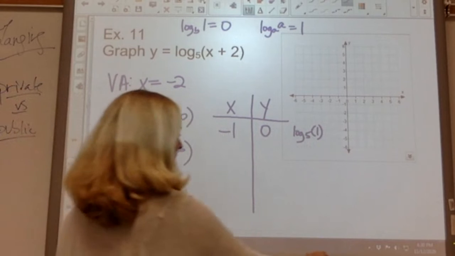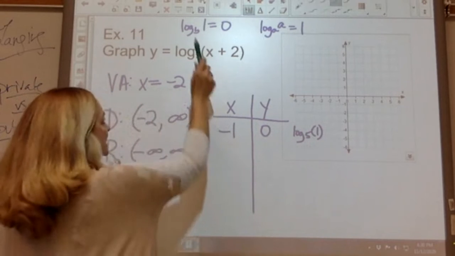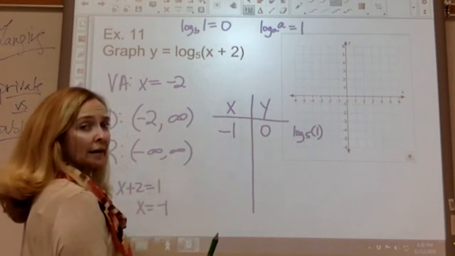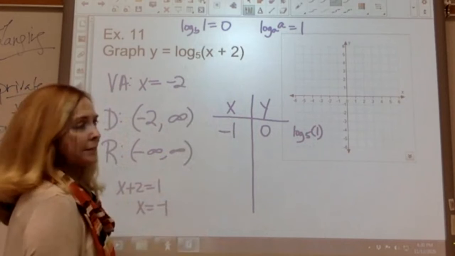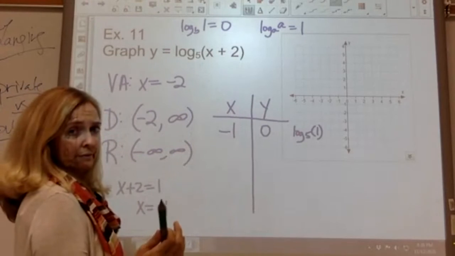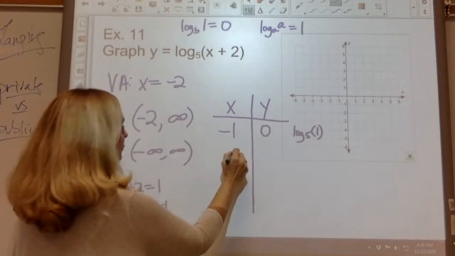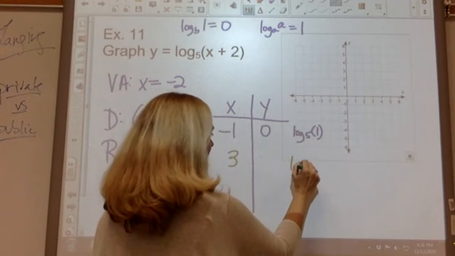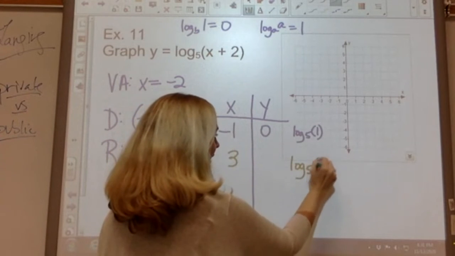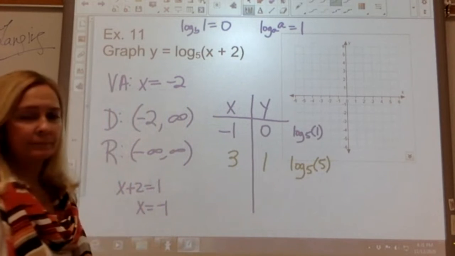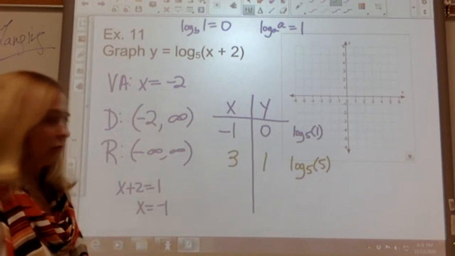All right. Now, since this is a 5, if I can make this parentheses equal 5, I know the answer is going to be 1. So what would x have to be for this whole parentheses to equal 5? It would need to be 3. So here's 3. So that would give me log base 5 of 5, and so that would equal the number 1. And really, this is good enough for me to know how to draw this curve.